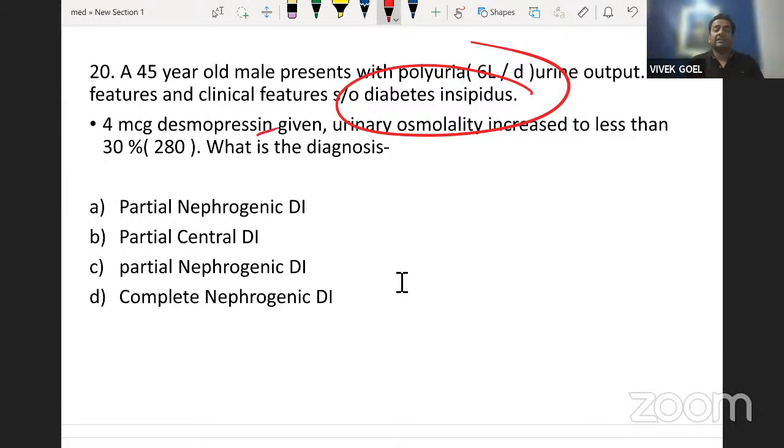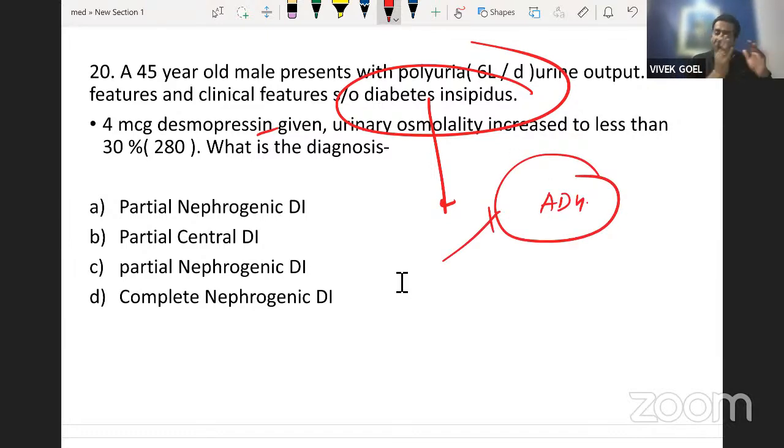What is desmopressin? It is a synthetic ADH analog. So you are basically giving synthetic vasopressin to the patient. Now, what is DI? DI is basically either a qualitative or a quantitative dysfunction of the antidiuretic hormone. So it is not working. Either it is not there, that is known as CDI, or it is there, but there is resistance, that is known as NDI, that is nephrogenic diabetes insipidus.